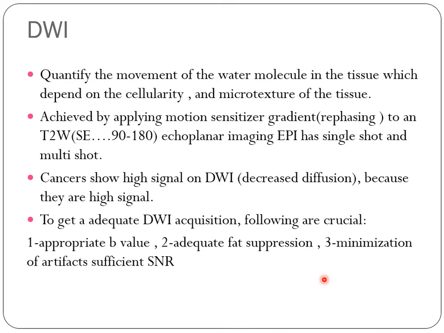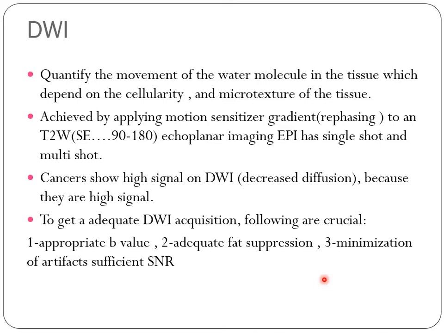So if the lesion is, for example, a cyst, it will be hyperintense on diffusion and hyperintense on ADC. That means it is not a real diffusion restriction, it is a T2 shine-through artifact. If it is hypointense on the ADC map and hyperintense on diffusion, then this is a real diffusion restriction. Cancer shows high signal on diffusion weighted image, meaning decreased diffusion.